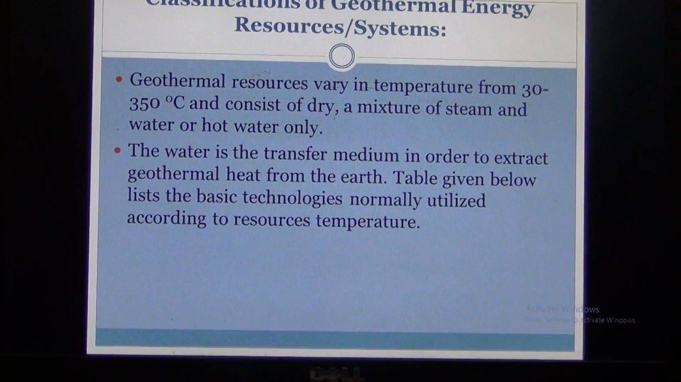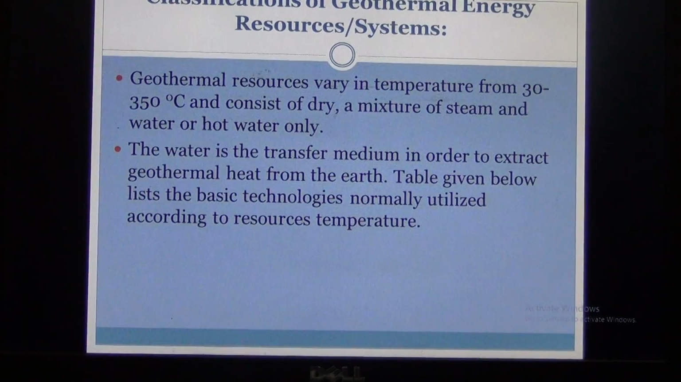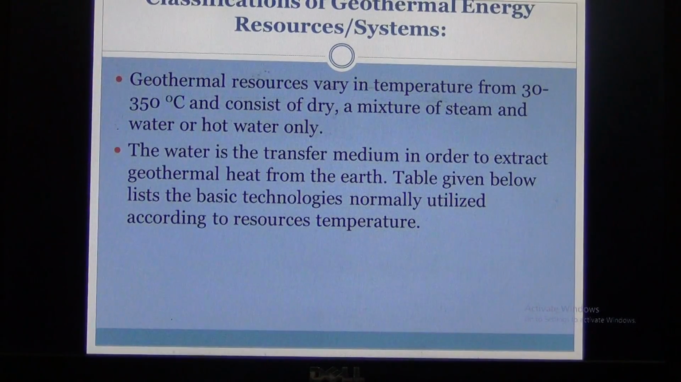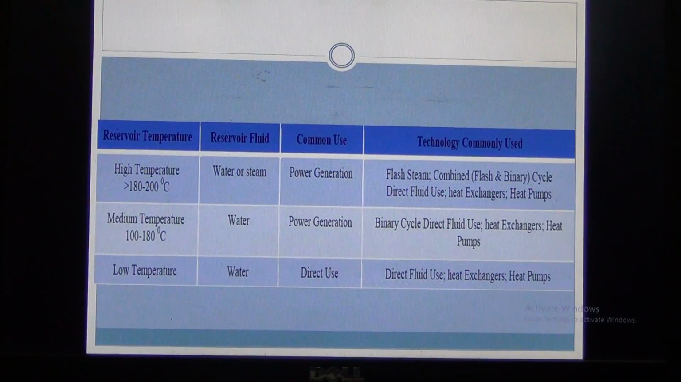Classification of geothermal energy resources or systems. Geothermal resources vary in temperature from 30 to 350 degrees Celsius and consist of dry steam, a mixture of steam and water, or hot water only. Water is the transfer medium in order to extract geothermal heat from the earth. The table given below lists the basic technologies normally utilized according to the resource temperature. Here you see the table.